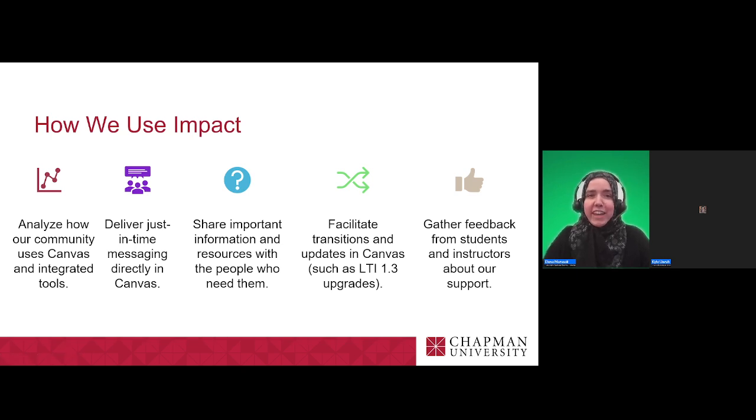These are some of the different ways that we use Impact. First, Impact provides data that helps us understand how our campus community is using Canvas and using Canvas integrated tools. And that's the focus of today's session. Another big way we use Impact is to do messaging directly in Canvas. So we're able to create messages that all students see, or that all instructors see, or that only specific people see in specific areas of Canvas. And that's helping us share important information and resources with the people who need them the most.